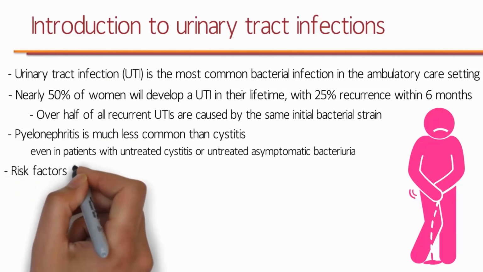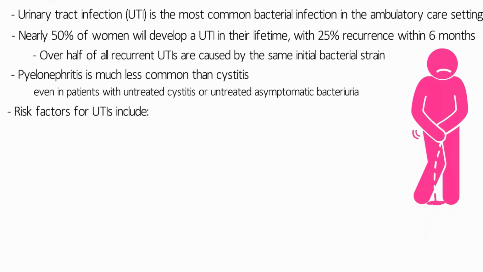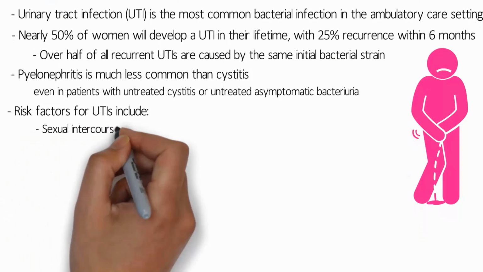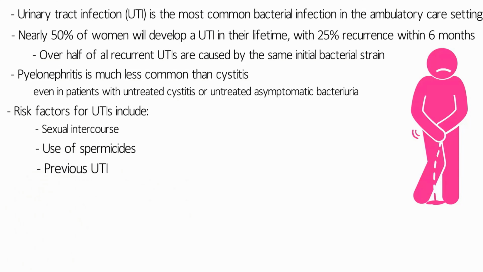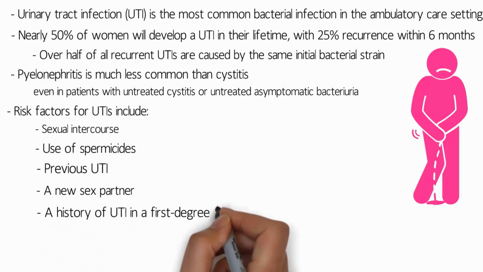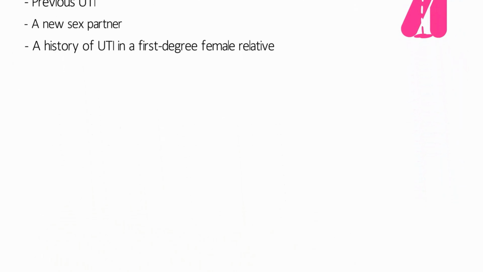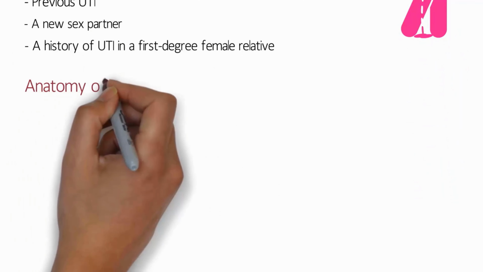Risk factors for UTIs include sexual intercourse, use of spermicides, previous UTI, a new sex partner, and a history of UTI in a first-degree female, because there are some genetic components to it.